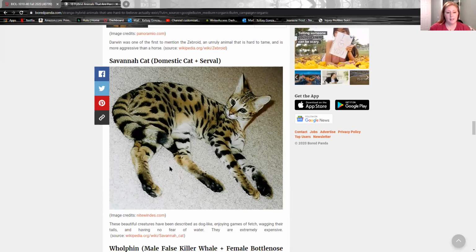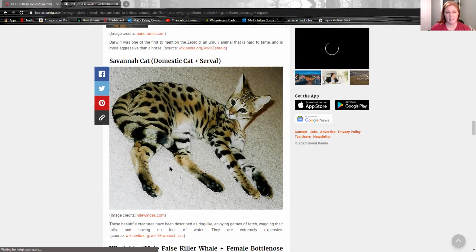Savannah cats are said to have the personality more of a dog. They can learn basic tricks. They respond to their name. I think they can still be taught how to use a litter box and stuff like that. But they're also supposed to have very selective natures. They either like you or they don't.